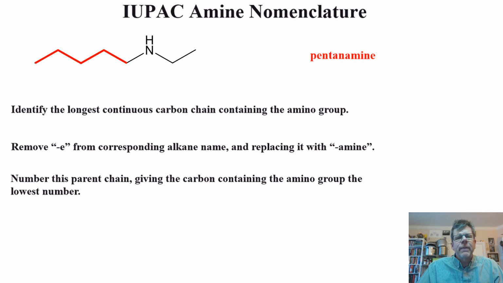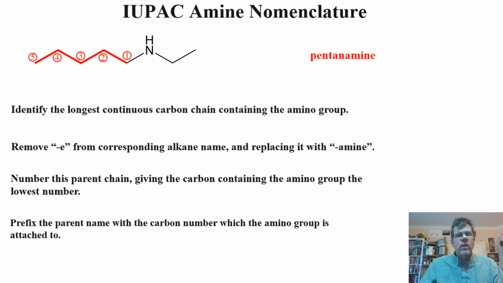Now we have to number that parent chain, giving the carbon containing the amino group the lowest number. This might seem counterintuitive, but remember, if we look up top at that red portion where I've highlighted the parent chain, I could have, for instance, the amine not connected to that end carbon, but perhaps connected to an internal carbon. We'll be looking at some examples of that on the next pages, but it does matter. So we have to number this parent chain. We would number from, in this case, right to left, in order to give that amino group an attachment at the lowest numerical designation, that 1 carbon.